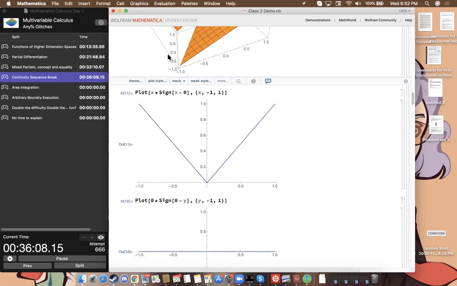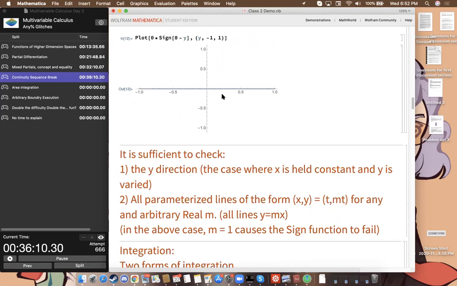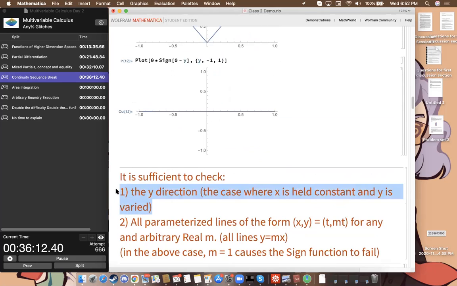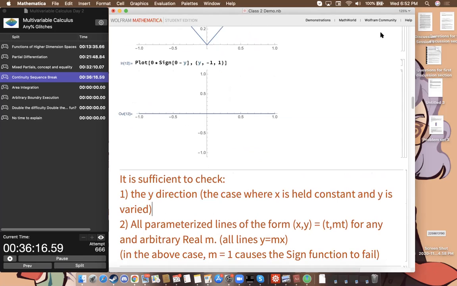But it's sufficient then to check all the vertical lines. There's only one of those, right? Hold X constant and vary Y. In other words, set X to some value, which is the value at some point, and treat Y as a variable. Is your result continuous? Yes or no?